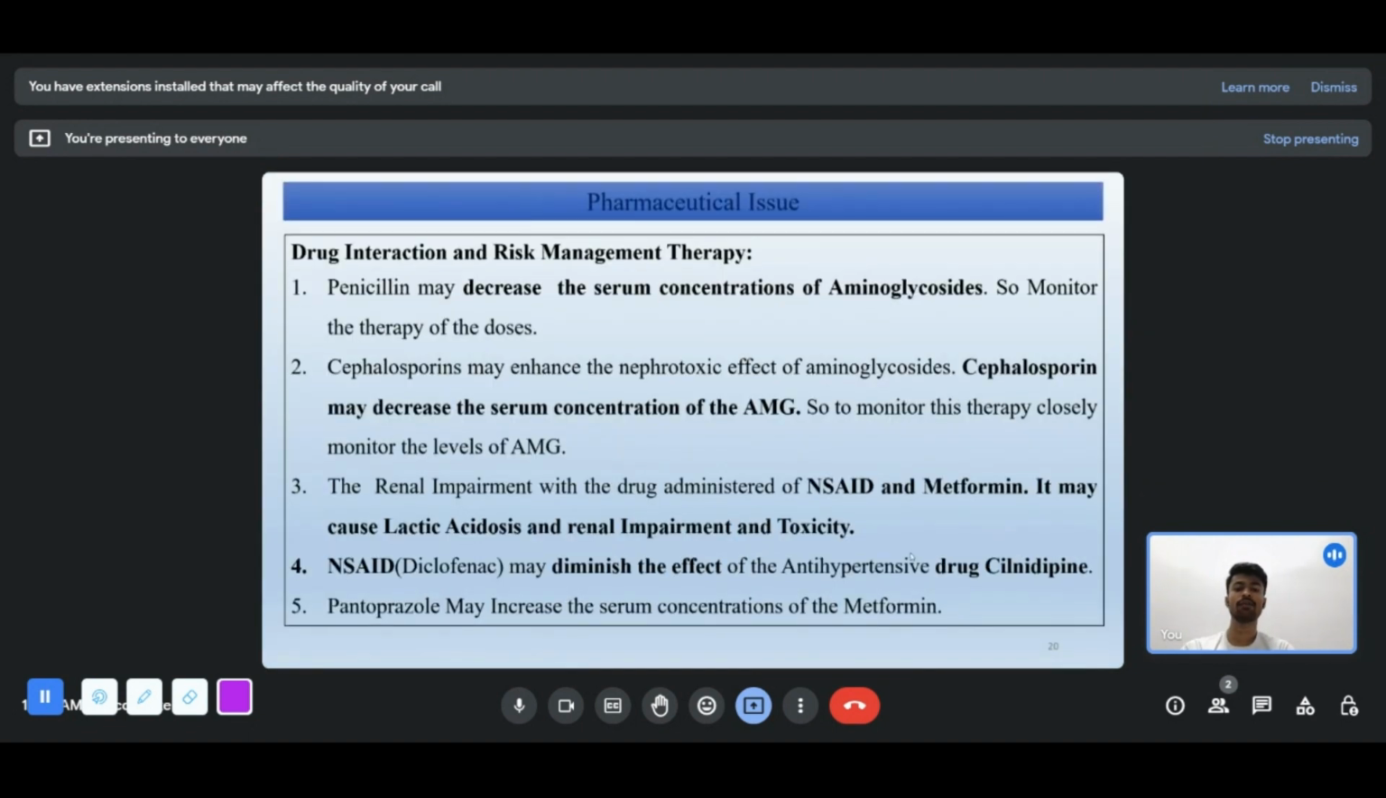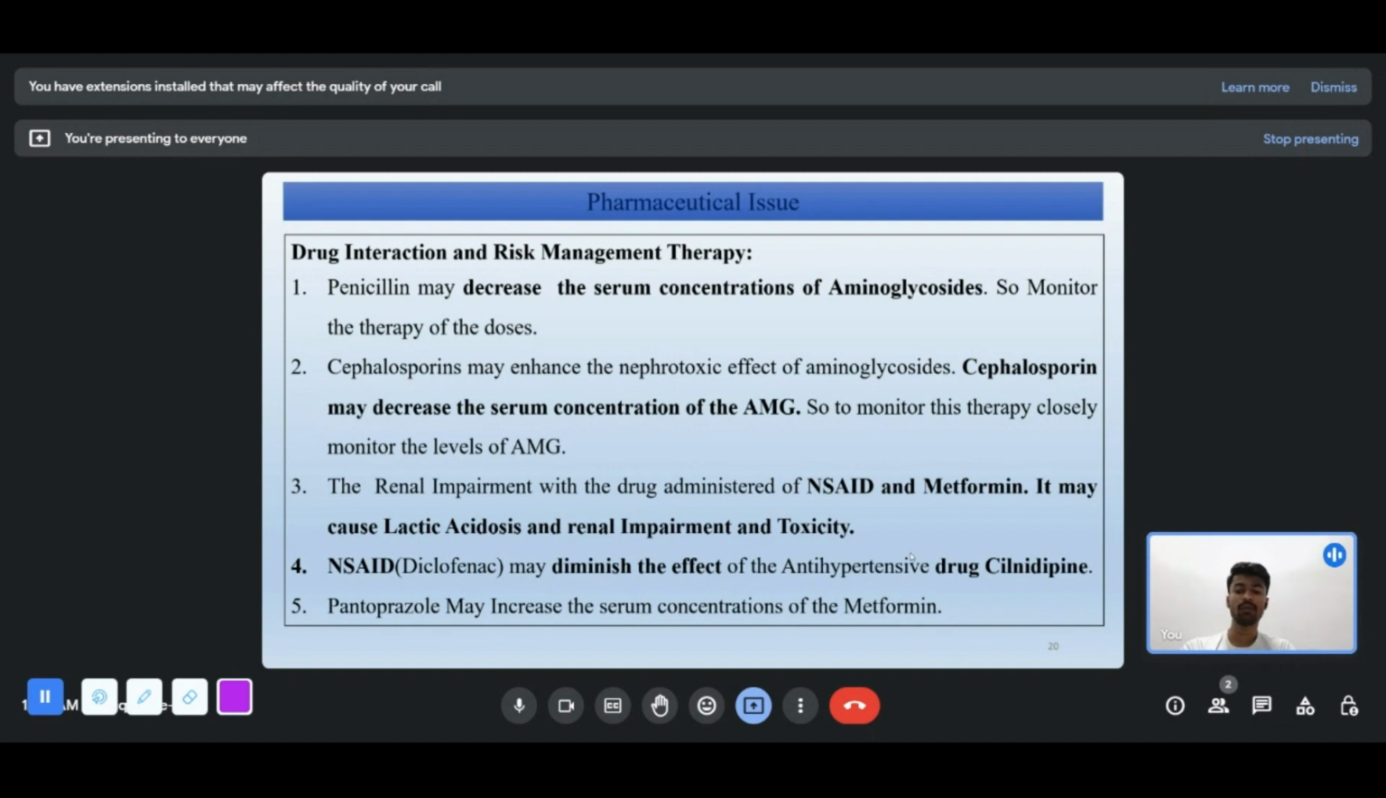To the next one, that is pharmaceutical issue, drug interaction and risk management therapy. We have to conclude what's the pharmaceutical issue during this therapy. This is the pharmacist's own notes. Penicillin may decrease the serum concentration of aminoglycoside, so monitor the therapy and the doses. So we have to increase the dose of aminoglycoside while given the drug with penicillin derivative.